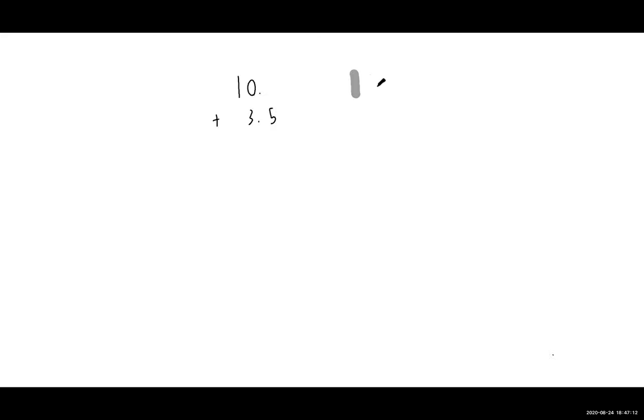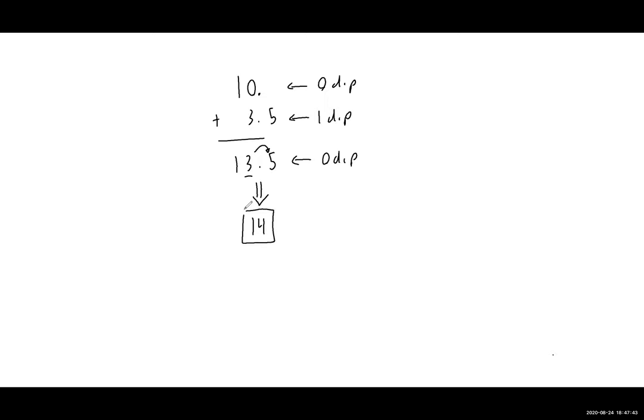So let me rewrite this. So 10 dot plus 3.5. We have a number with zero decimal places plus a number with one decimal place. Adding them together, we get 13.5. So we need to round this number to zero decimal places. So that in turn means we look one space to the right, and that gives us 14. Did that address the question in the chat?